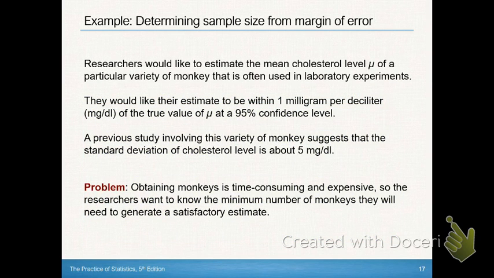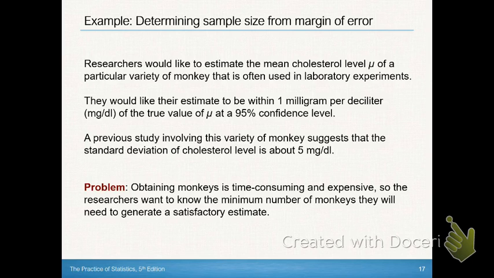So here's our problem. We have some researchers that would like to estimate the mean cholesterol level for a particular type of monkey. And what they do know is that they want to be within 1 milligram per deciliter. So that's how much error they're willing to work with. And they want to be using a 95% confidence level. And from previous studies, they have an idea that the standard deviation is about 5 milligrams per deciliter.